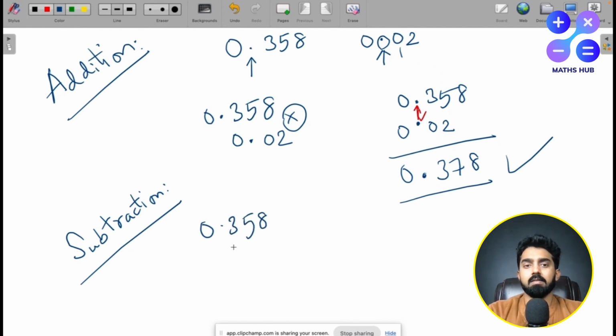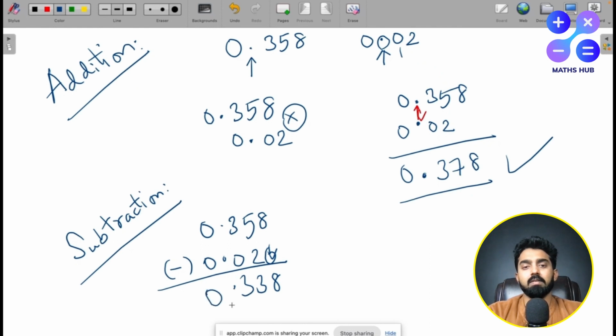0.358 minus this. So you have to put a dot here and then 0, 2, 0 and then subtract this now. The same way you subtract normal numbers: you put an 8 over here, 5 minus 2 is 3, 3 minus 0 is 3, so 0.338. So that's the subtraction. This is addition.